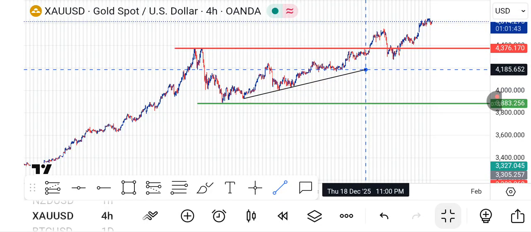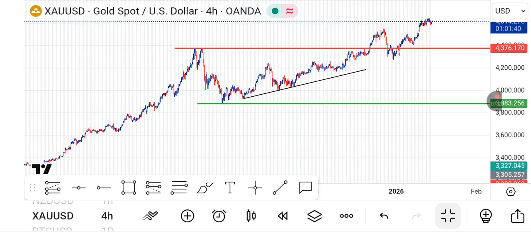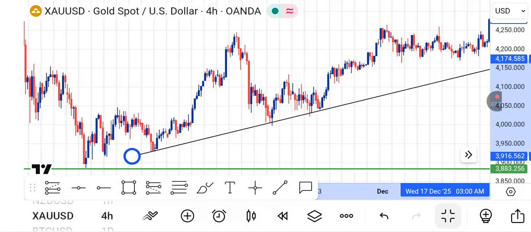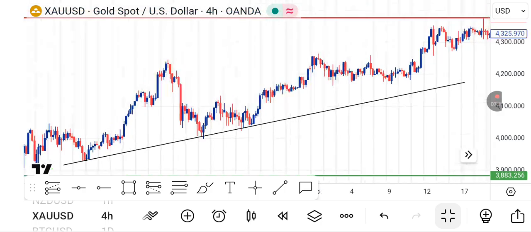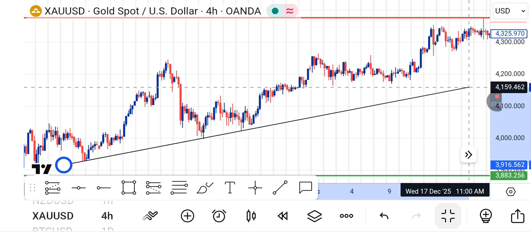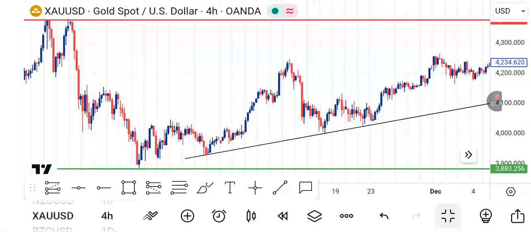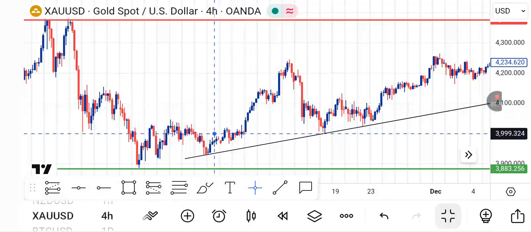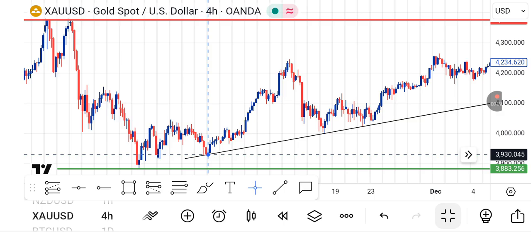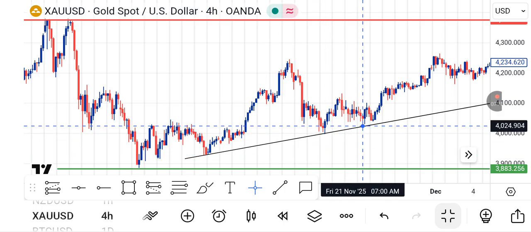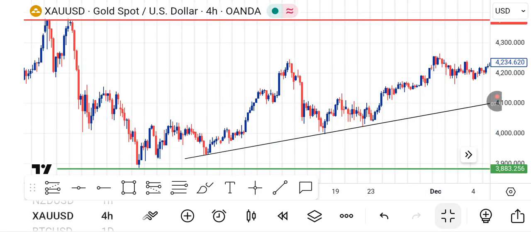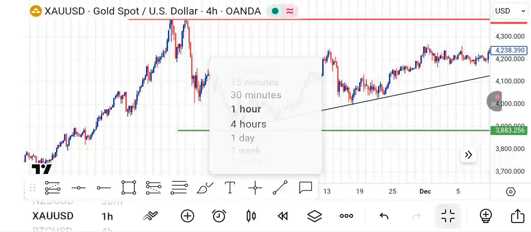Okay, this is it. The rules of a trend line: first touch, second touch, then you extend it. It came back to respect it. Let me go to my 1 hour time frame.